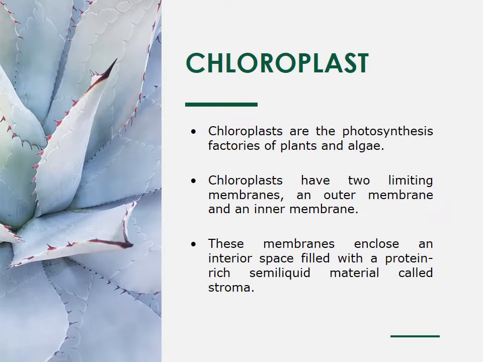It would be a great injustice if we talk about the chlorophyll, but we don't talk about the chloroplast first. So chloroplasts are the photosynthesis factory of plants and algae, and they have two membranes. The first one is the outer membrane and the second is the inner membrane, and this membrane encloses a protein-rich semi-liquid called stroma. So don't forget that the stroma of a chloroplast is a protein-rich semi-liquid material. That is the stroma of the chloroplast.